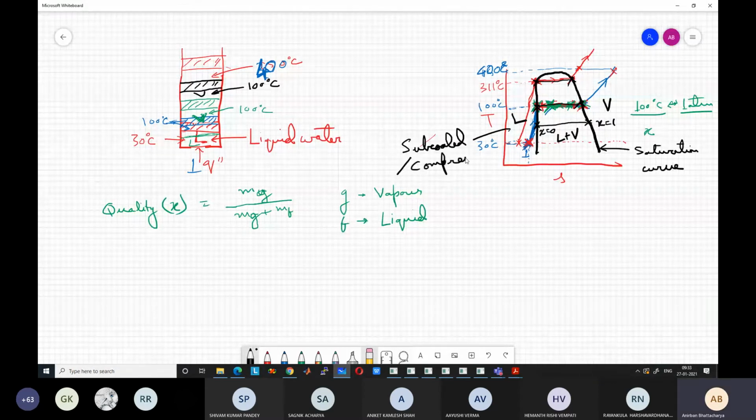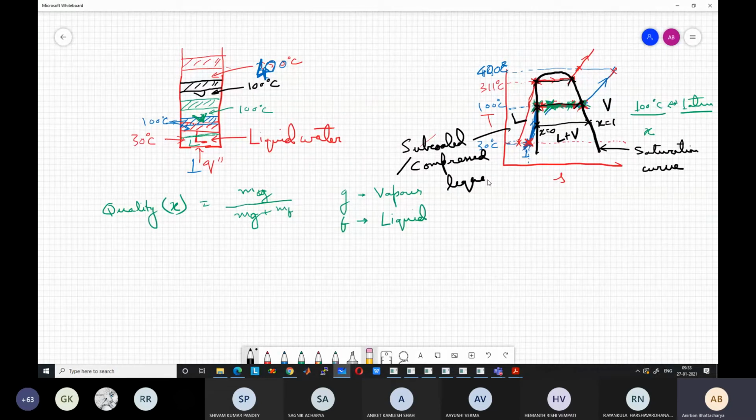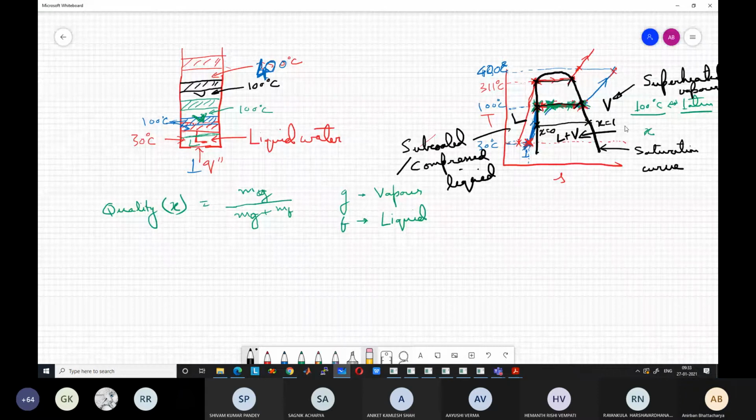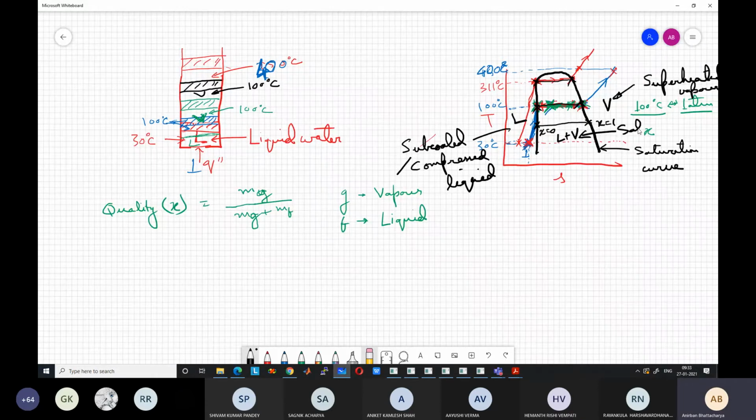On the right hand side, this vapor is known as superheated vapor. Sometimes it is also called rarefied vapor, but let us stick with superheated vapor. And in between, this is known as saturated mixture, or two-phase region.